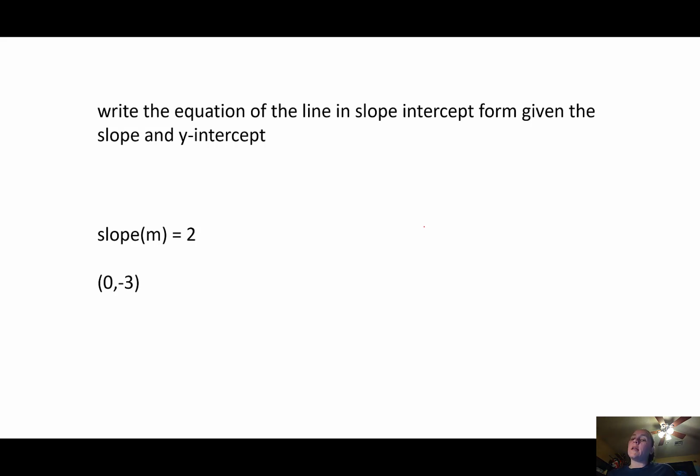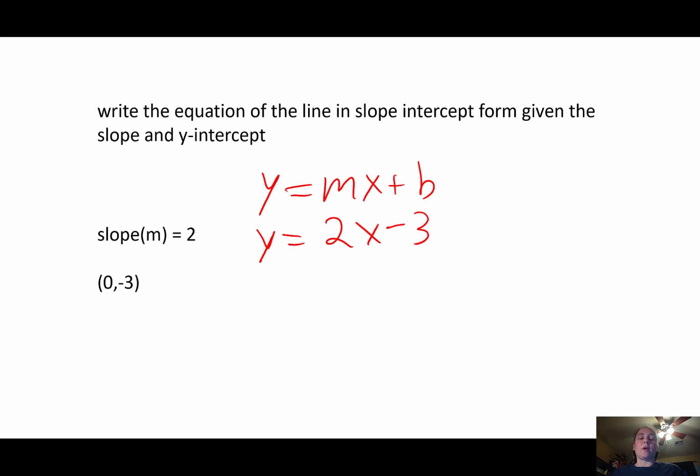Write the equation of a line in slope-intercept form, given the slope and the y-intercept. So I've got a slope of 2 and the point (0, -3). Now remember, when it's 0 and a number, that's my y-intercept. Okay, so plugging into y equals mx plus b, my slope is 2, so I get y equals 2x, and my y-intercept is -3.